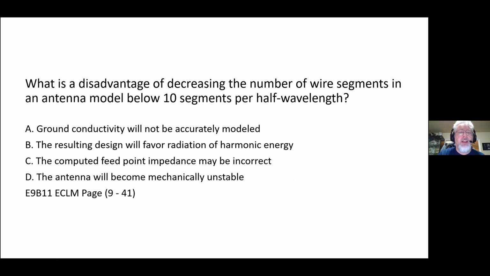What is the disadvantage of decreasing the number of wire segments in an antenna model below 10 segments per half wavelength? A, ground conductivity will not be accurately modeled. B, the resulting design will favor radiation of harmonic energy. C, the computed feed point impedance may be incorrect. D, the antenna will become mechanically unstable. Charlie is correct. The computed feed point impedance may be incorrect.